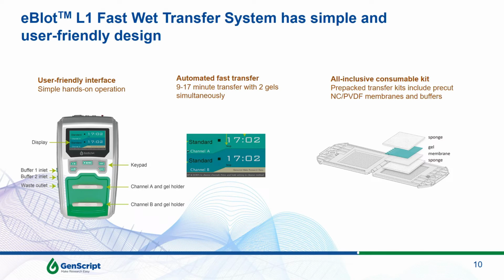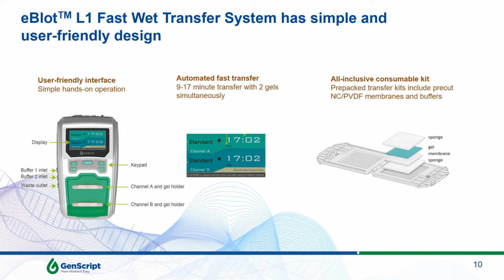The screenshot here shows only 17 minutes for a default standard protocol for common protein sizes. For smaller than 30 kilodaltons, we also have a short protocol, which only takes about 9 minutes. And for larger than 300 kilodalton proteins, we have a long protocol, which takes about 23 to 24 minutes. The entire process is automated and fast.